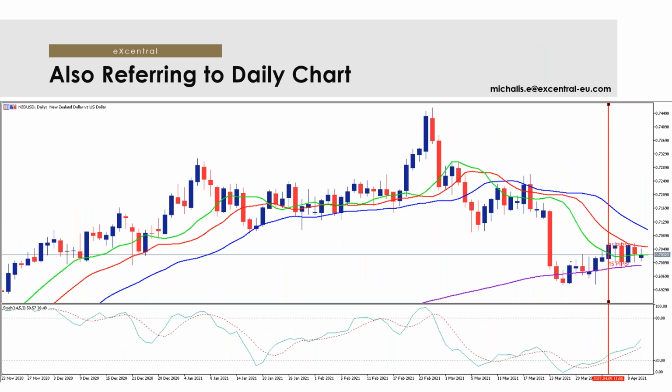And here I'm seeing it still above the 144-day moving average. We are attempting to cross above the alligator as well. And also the stochastic oscillator's latest movement is upwards.